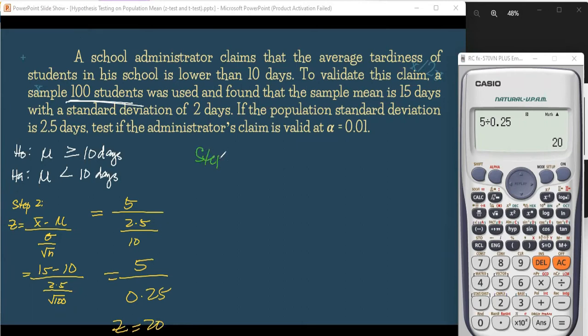So step number 3 po natin, let's change the color. Step number 3, we need to identify the critical value. So, ang critical value po natin is denoted by C, and it is based on our alternative, the tail of the alternative hypothesis, and also our level of significance. So, our level of significance is 0.01, and our tail of the test is left-tailed or right-tailed. This is a left-tailed test. So our critical value will most likely be negative because it is left, because lower.